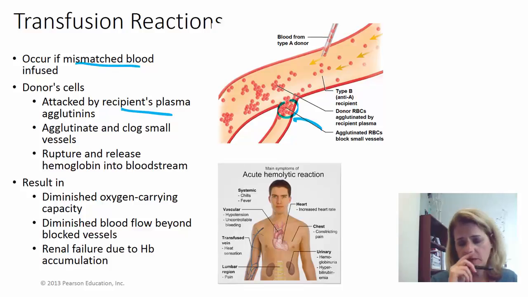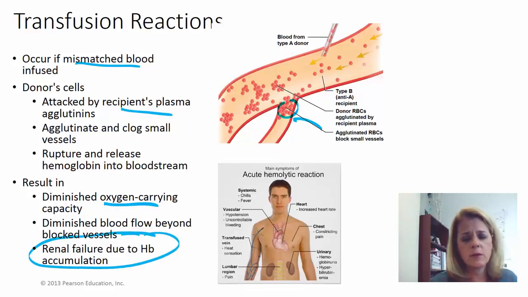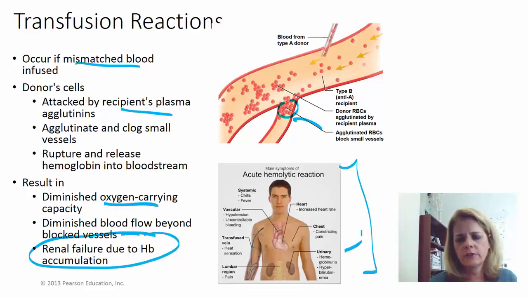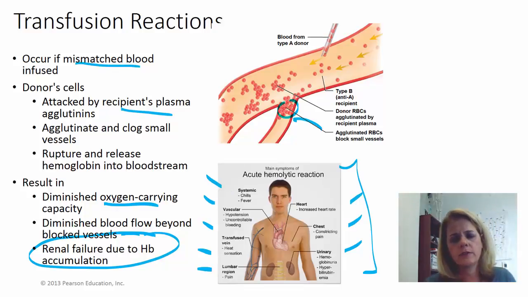It can cause you to have low oxygen carrying capacity. It can cause damage from blocked vessels and hypoxia downstream. Think about something like a stroke or a heart attack. It can cause renal failure because hemoglobin is toxic to the kidneys. And we call that an acute hemolytic reaction. So here's just a whole list of things that can happen if you have a bad blood transfusion.